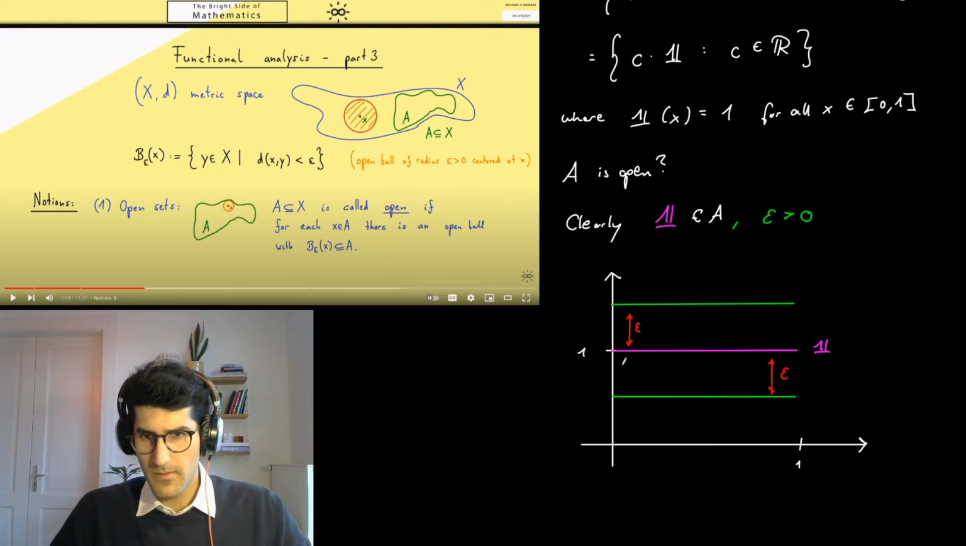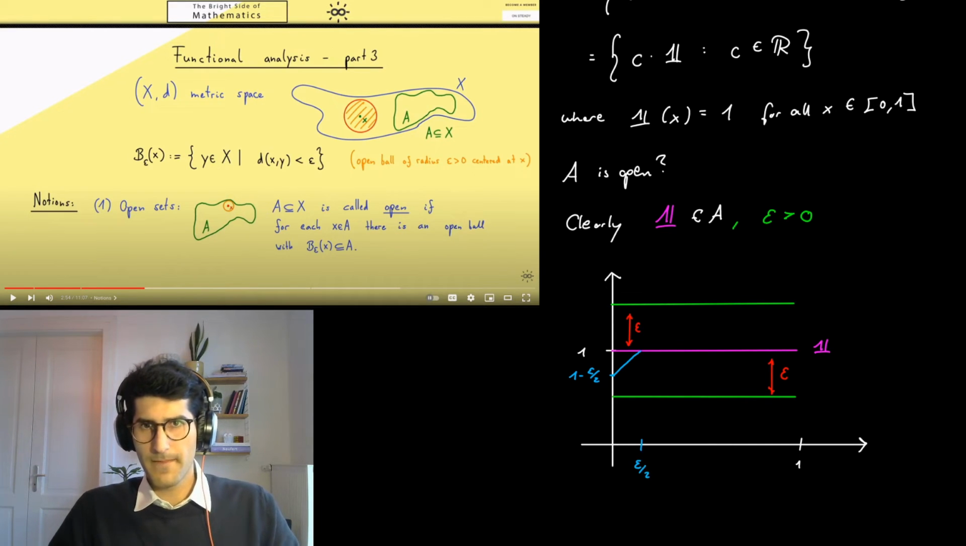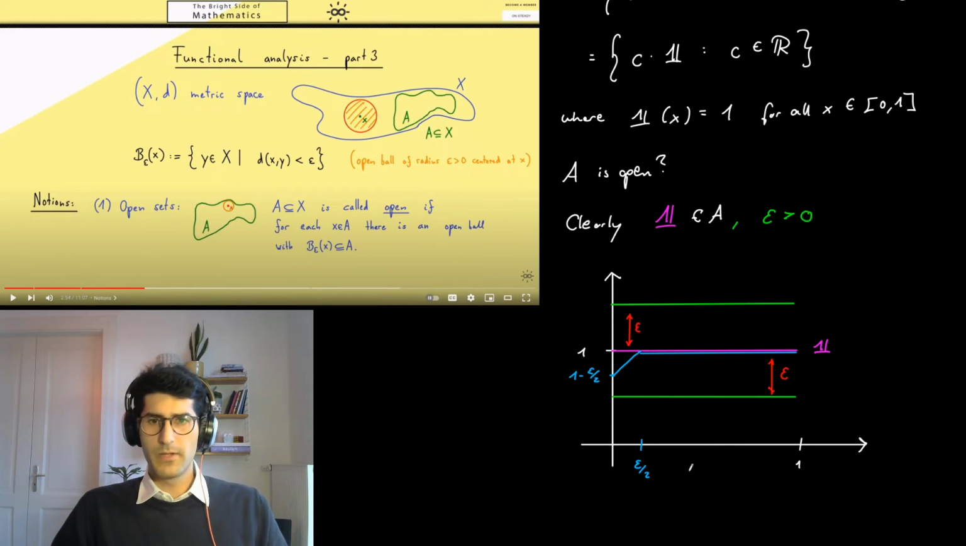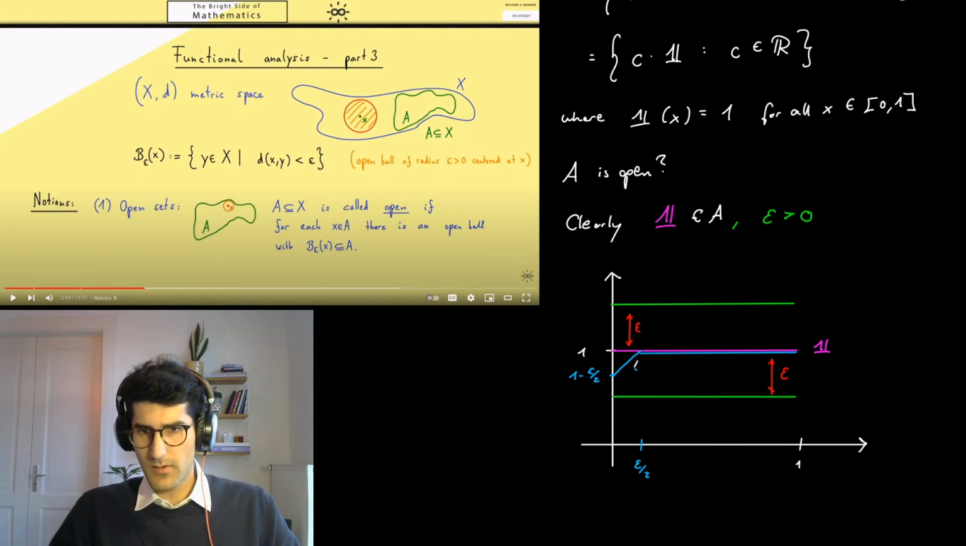Well, but why not just take a function that starts at 1 minus epsilon halves, and at epsilon halves hits this function here, and then just continues to be 1. Let's give this function also a name. Let's call this function g epsilon.